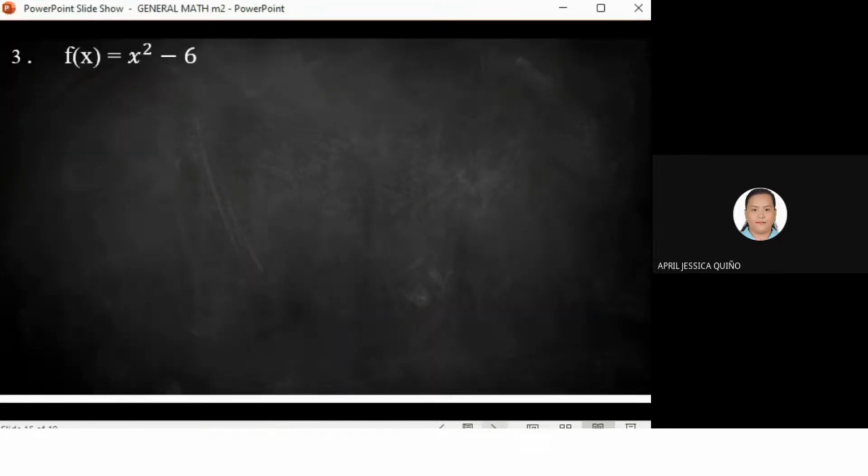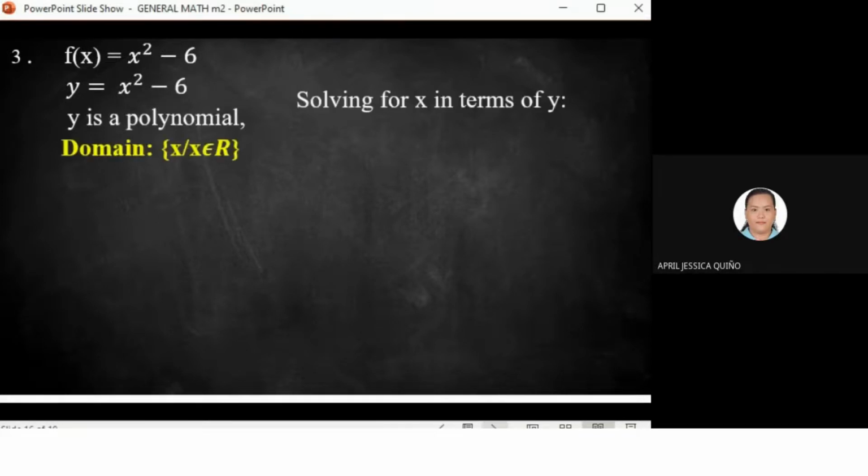Now let's try to have this example. As you can see here, we do have f of x is equal to x squared minus 6. And we don't have any negative exponents. Therefore, y is equal to x squared minus 6. This is a polynomial function. Okay? And the domain is x such that x are elements of real numbers. And then we need to solve for x in terms of y in order for us to identify the range.